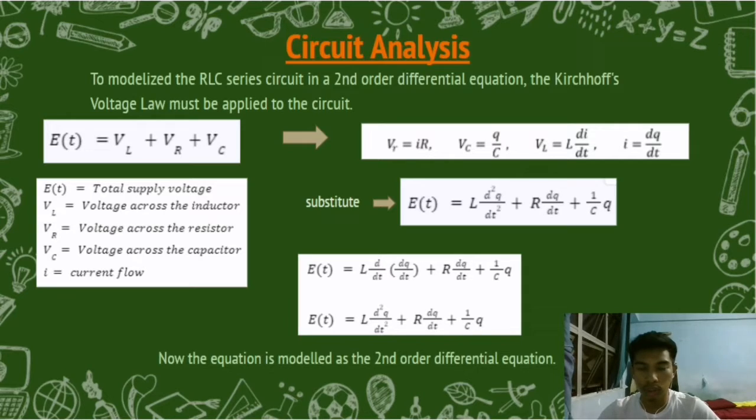Next, we substitute the terms into the equation. We get E(t) equal to L d squared Q over dt squared plus R dQ over dt plus 1 over C Q. So this equation is modeled as the second order differential equation.